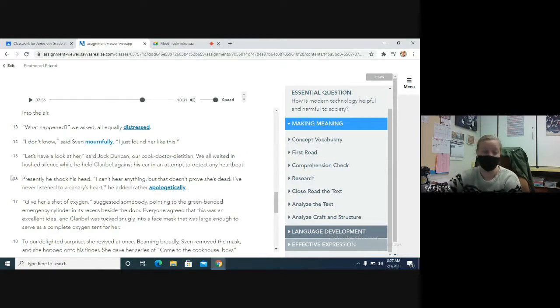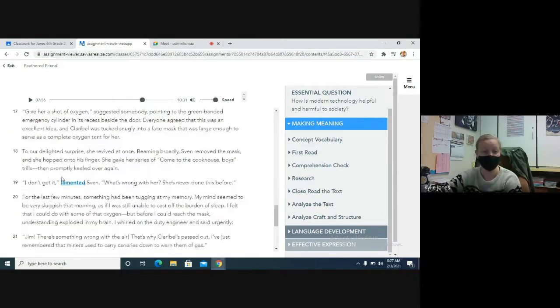We are on paragraph 18. And at this point, they're giving Clarabelle a little bit of oxygen to see if that'll help revive her, right? So here we go. "To our delighted surprise, she revived at once. Beaming broadly, Sven removed the mask, and she hopped onto his finger. She gave her a series of 'Come to the cookhouse, boys' trills, then promptly keeled over again. 'I don't get it,' lamented Sven. 'What's wrong with her? She's never done this before.'"